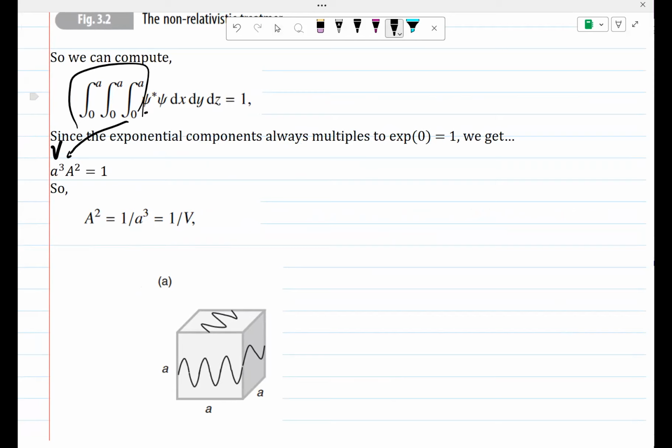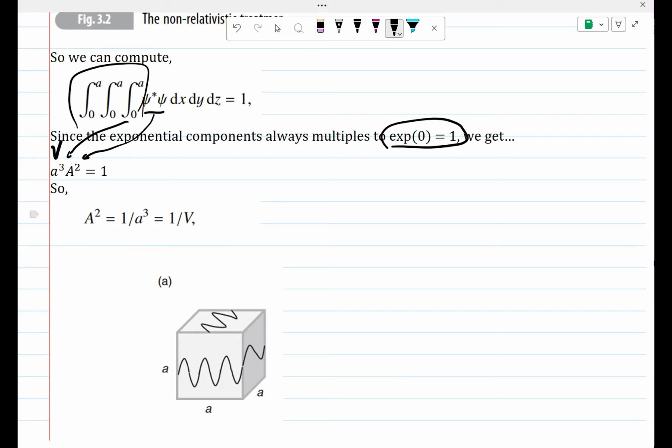And then a squared comes from the two wave functions, right? They multiply into each other. Or the e to the i p dot x minus E t, they just multiply to e to the 0, you get 1 from that, okay?